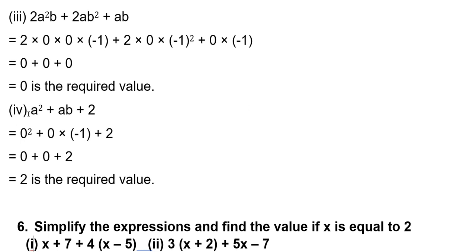Fourth one, a square plus ab plus 2, that is equal to 0 square plus 0 into minus 1 plus 2. This is 0, this is 0, plus 2, so 2 is the required value.